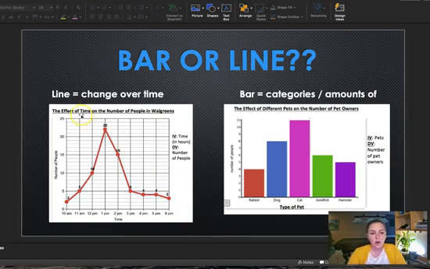So we use a line graph to show change over time. Think time, line, both have I. We use a bar graph to display categories or amounts of stuff. I think that got cut off. So, rule of thumb, if you have time, you're going to be using a line graph. If you have something like categories, it's going to be a bar.